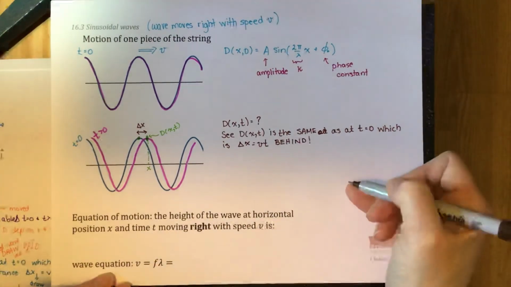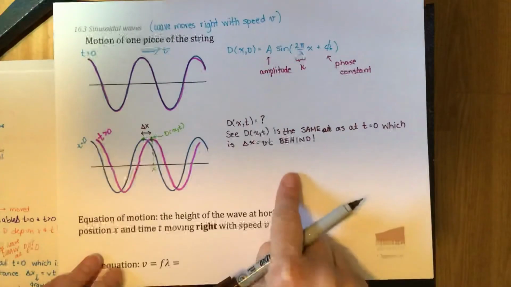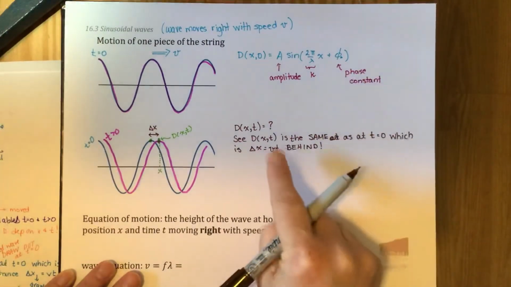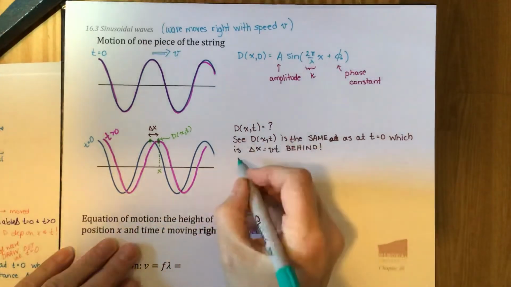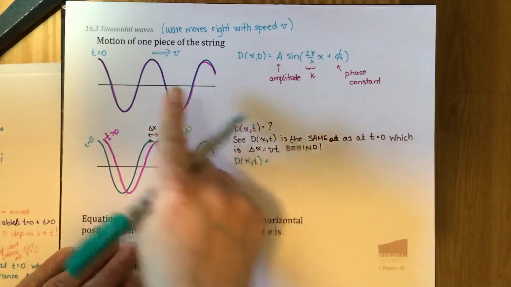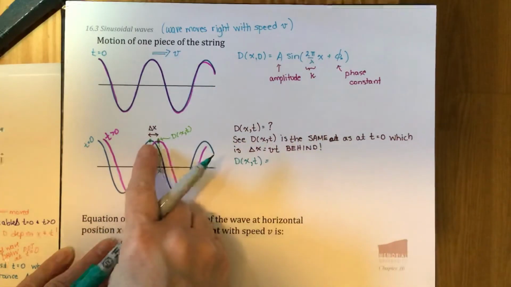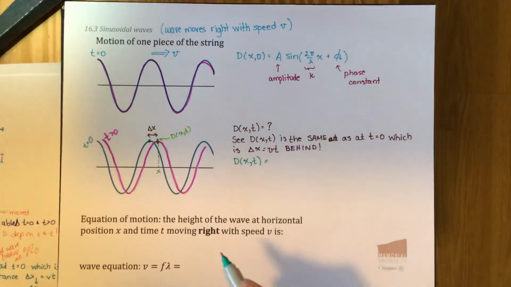There's a relationship we can see just by looking at what the wave does over time. Okay, let's use this and put these two together and see what we get for our expression. So d of x and t, which is what we're trying to figure out, is equal to this wave, which is behind that one. Okay, so let's write that down.